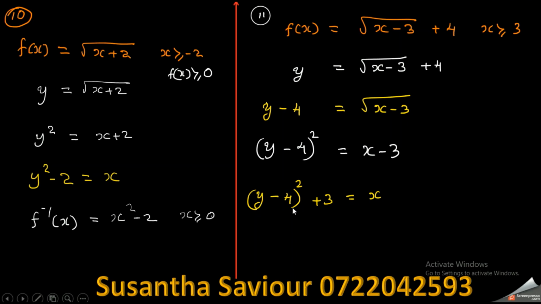So x is equal to (y minus 4) squared plus 3. So x is replaced with f inverse, right? And y with x. f inverse x is equal to (x minus 4) squared plus 3. Now here the range is f(x) greater than or equal to 4. So this range will become the domain for this. Therefore you can say x is greater than or equal to 4 here.